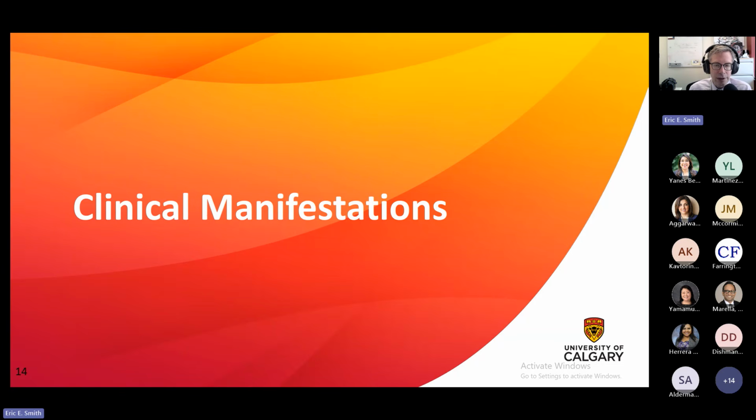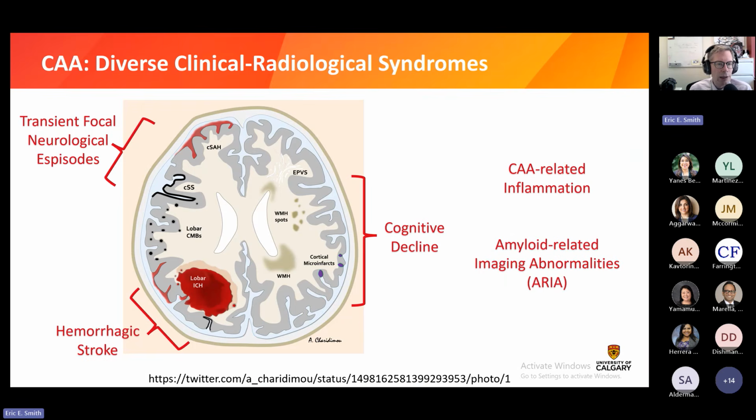Okay, and there are many diverse clinical syndromes related to CAA. We've talked about intracerebral hemorrhage already, which is maybe the best recognized syndrome. But also related to hemorrhagic disease, patients can have transient focal neurological episodes, also sometimes called amyloid spells, and I'll define those in a moment. Those are hemorrhagic, from either convexity subarachnoid hemorrhage or ICH, related to the hemorrhagic disease.